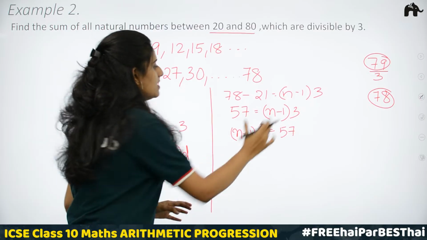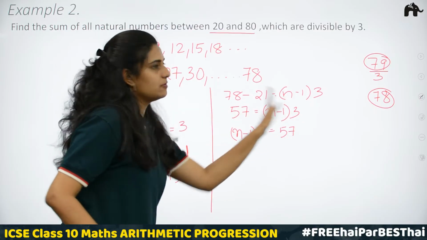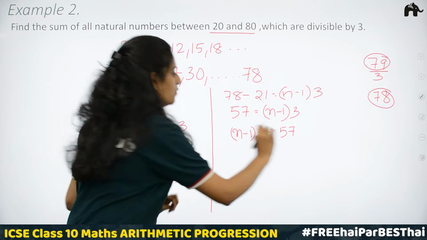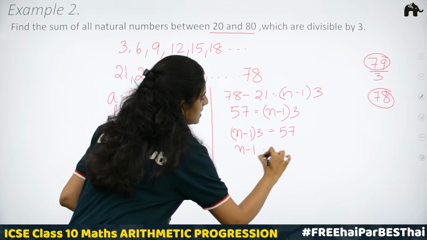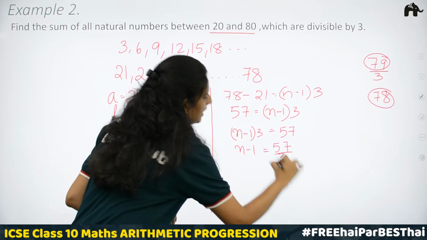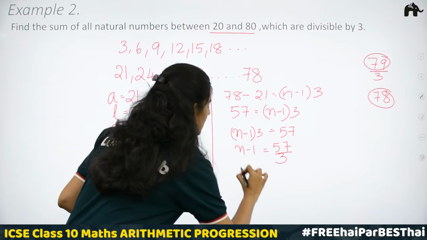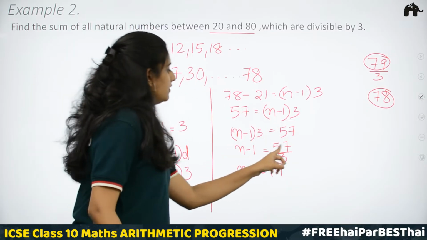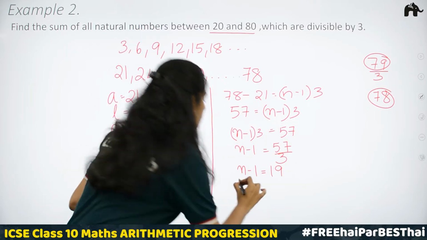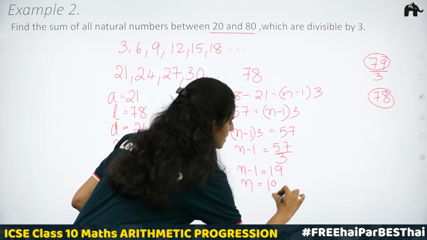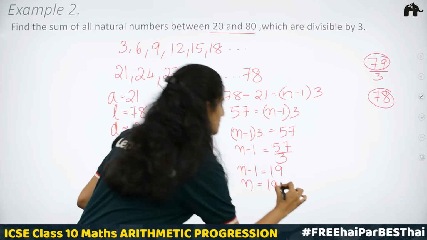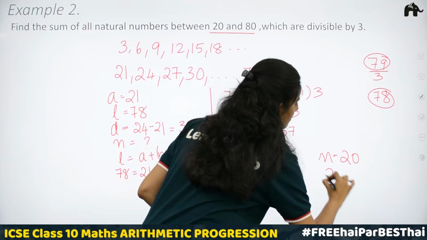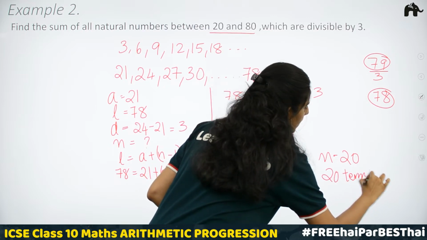When you shift them, what happens? This positive becomes negative and this positive becomes negative. We can cancel these negatives, okay? N minus 1 into 3 is equal to 57, which means n minus 1 is equal to 57 divided by 3. What is 57 divided by 3? N minus 1 is equal to 19. Yes, 57 divided by 3 is 19. What is n? N is equal to 19, minus 1 taken to the opposite side becomes plus 1. Therefore, n is equal to 19 plus 1, 20. We have 20 terms. Okay.